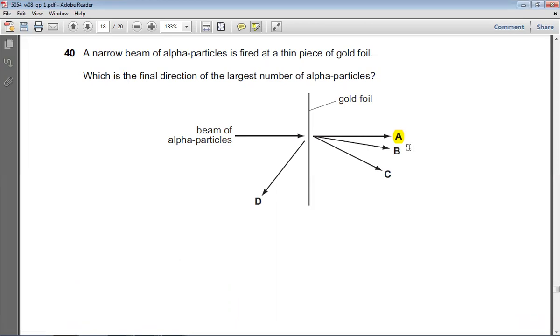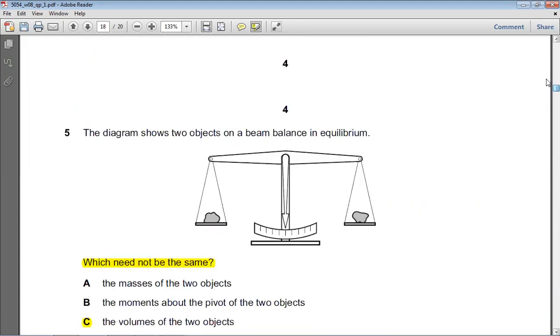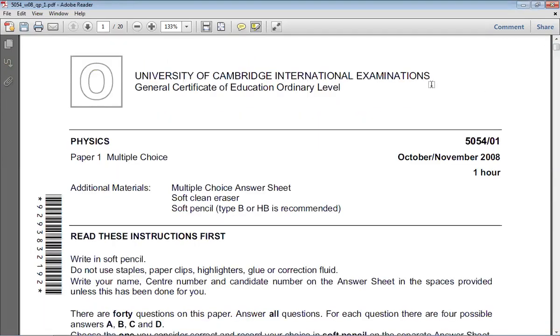The most of the alpha particles went straight, like nothing has come in their path. So from there, they predicted about the nucleus. They said that most of the space in an atom is empty. So, my dear students, we have reached the last question. We are done with this paper.